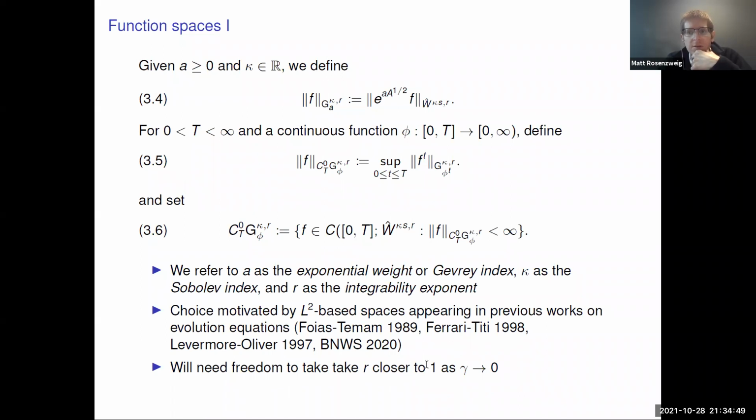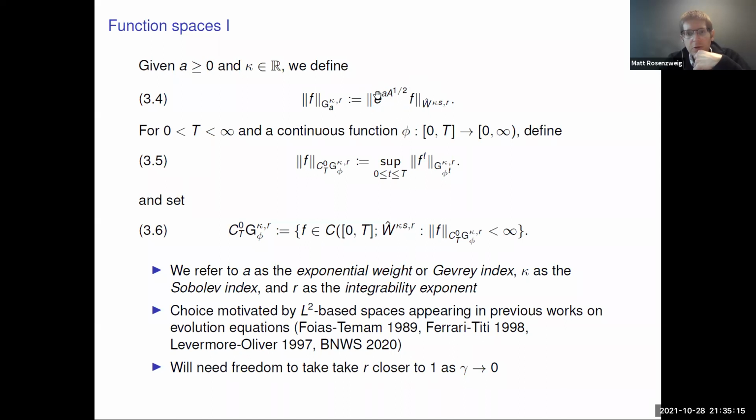Okay, what type of function spaces? I've mentioned this word Gevrey several times, and more specifically, I want to look at these spaces. I'll call them G^{A,kappa,R}. They have these three parameters, and these are Fourier-Lebesgue spaces, but with an exponential weight corresponding to the square root of the operator A.